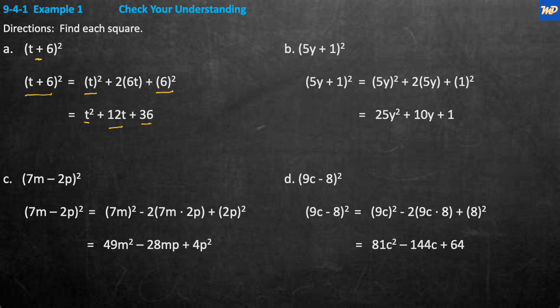Let's do this one. It's another plus. So we're going to say the quantity 5y plus 1 squared. Here it is, 5y plus 1 squared. I put parentheses around the 5y squared.